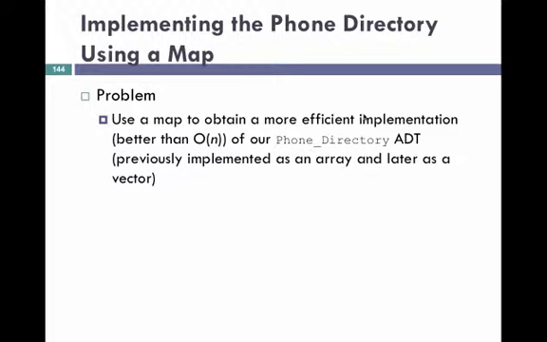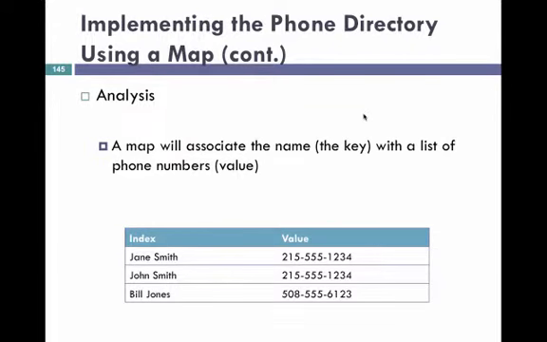Originally, we used an array and then a vector to implement the phone directory. Now, a map will associate the name with a list of phone numbers. So here we have names, which are unique values that will serve as keys or our index into our map, and then here are the phone number values associated with those names.